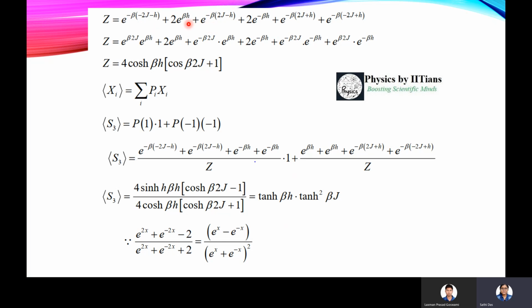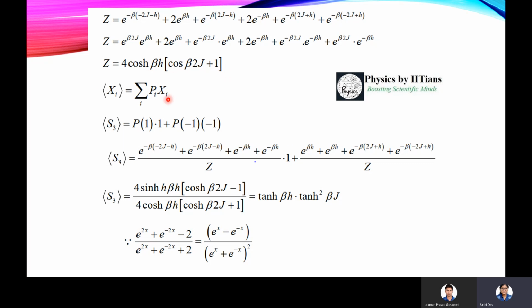So for beta H there will be a factor 2, and for minus beta H there will be a factor 2, otherwise these are single energy levels. And you calculate the partition function and then you simplify, you will get the partition function value as 4 cosh beta H cosh beta 2J plus 1.